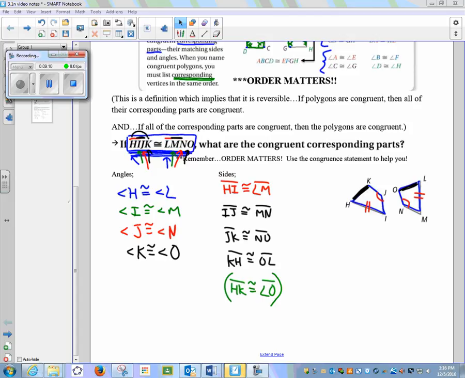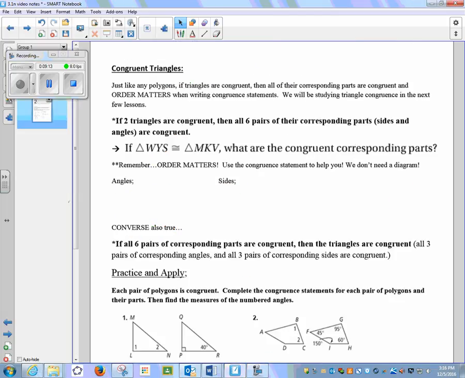Okay, good. If you look at the other side, when we're talking about congruent triangles, it's just the same as any other polygon. All of the parts are going to be congruent. We're breaking down triangles here because, like I said, the next few lessons are going to be all about congruent triangles. So we want to focus on what happens with congruent triangles and congruent statements. In this one, they don't even give us a diagram. This is the symbol for triangle, don't forget, right? So the angles are going to be angle W congruent to angle M, angle Y congruent to, what would it be?